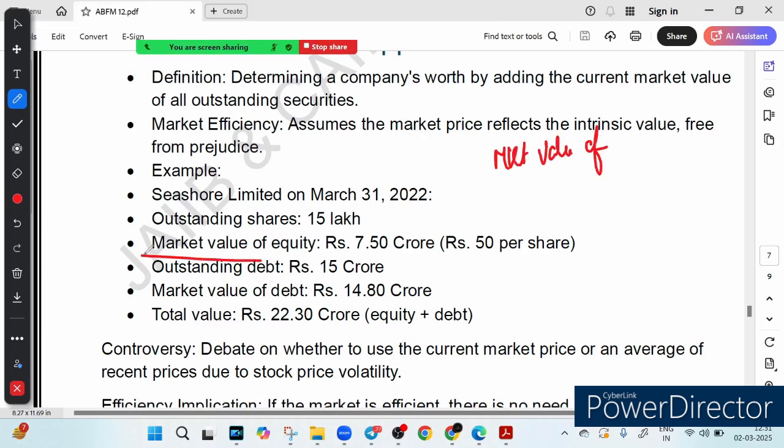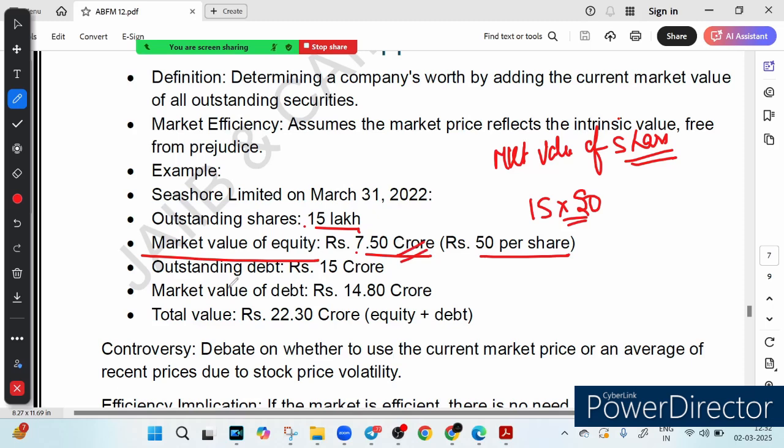Market value of equity means what we call the market value of shares. A company's stock price tells us what investors are willing to pay per share. Multiply this by the number of shares and you will get the market value of equity. Suppose one share costs rupees 50 and outstanding shares are 15 lakh. So 15 multiplied by 50 is how much? This will give you 7.50 crore. So this will give you the market value of equity.